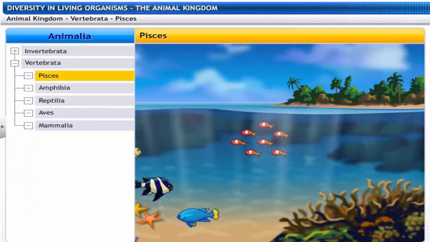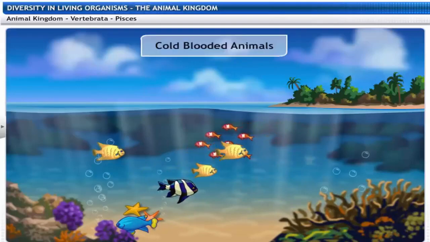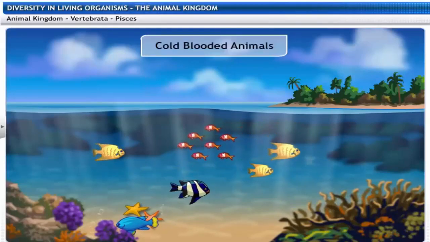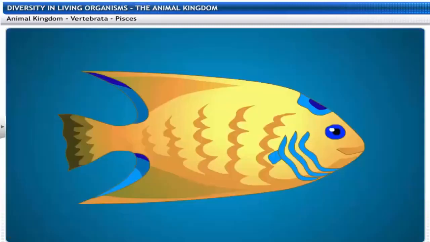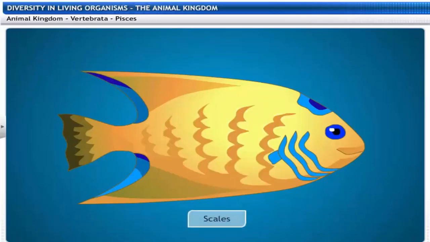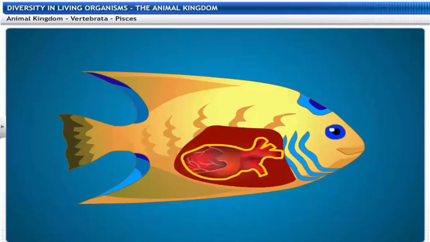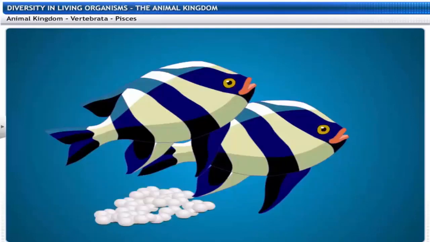Pisces includes all types of fishes. Fishes are cold-blooded animals and aquatic in habitat. Fishes have a spindle-shaped body that is covered with scales. Fishes breathe through gills, and their hearts are 2-chambered. Fishes reproduce by laying eggs.